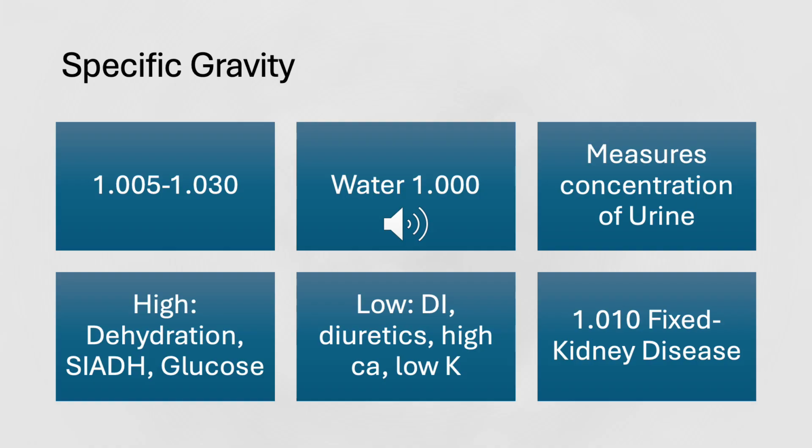If the specific gravity doesn't change, and it's like 1010, we call it fixed, it means your patient has kidney disease. They can no longer concentrate the urine. So they have what's called a fixed specific gravity.